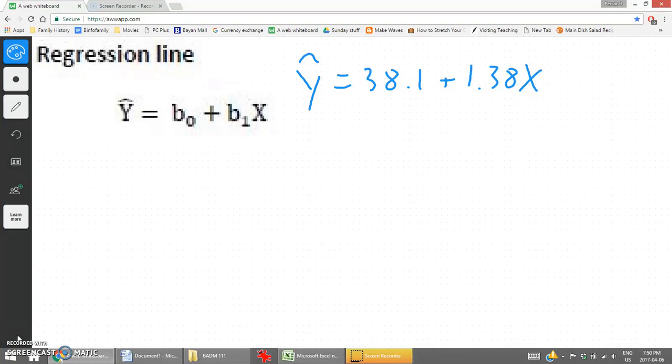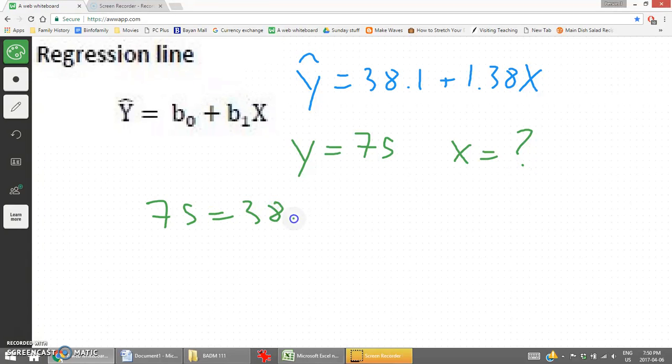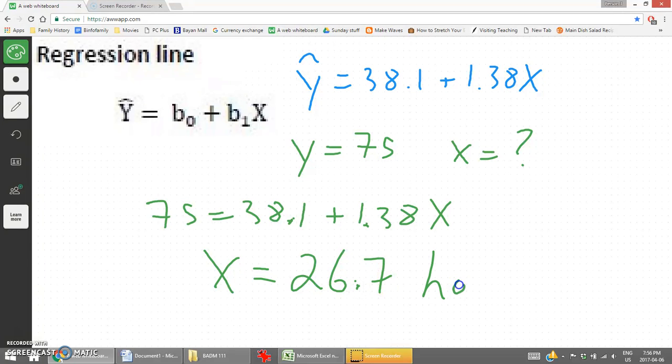The second part of the question was stating that if you wanted to have a grade of 75, how many hours would you have to study? So in this case, y equals 75, and we're trying to calculate for x. So if we go 75 equals 38.1 plus 1.38x, we should be able to get our answer. So now we can see that x will equal approximately 26.7 hours. So if you want to finish with a grade of 75, you need to put in approximately 27 hours of study time.